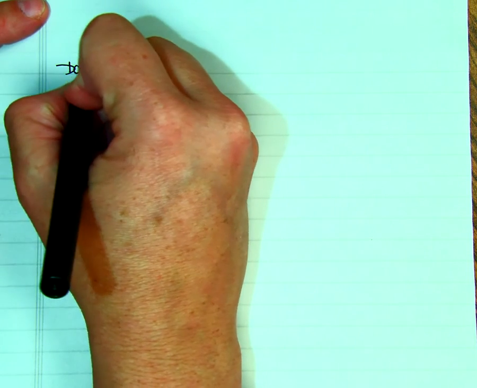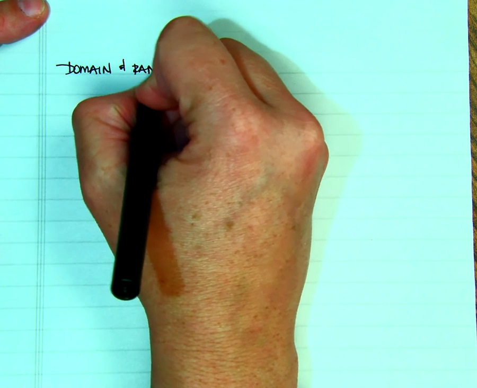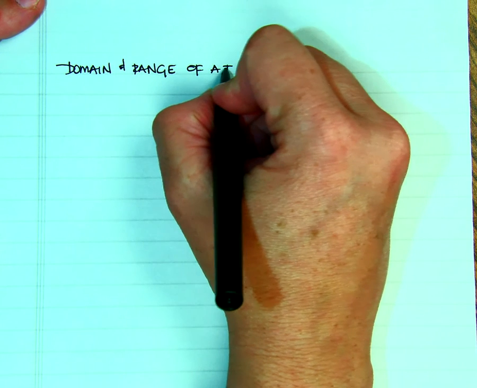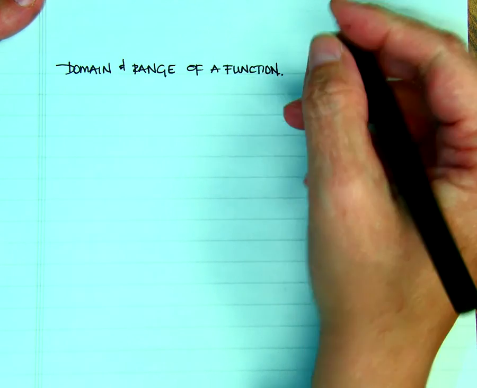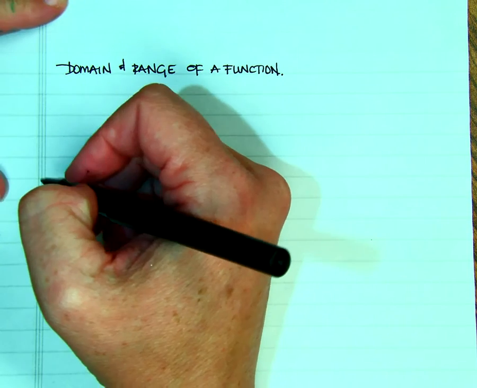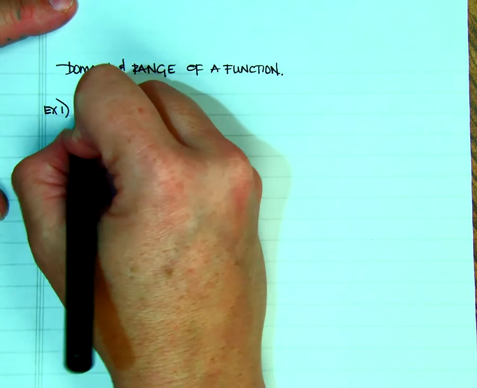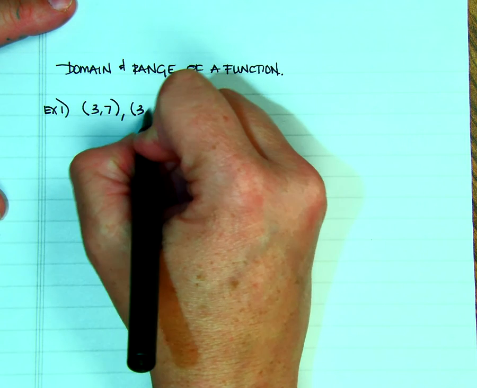Okay, so we are going to talk about domain and range. Now we've already kind of talked about it. We are going to go a little bit deeper than what we have. So domain and range of a function. If we are given a set of data, we're going to make this example 1, and I'm going to give you a set of data in the form of ordered pairs.